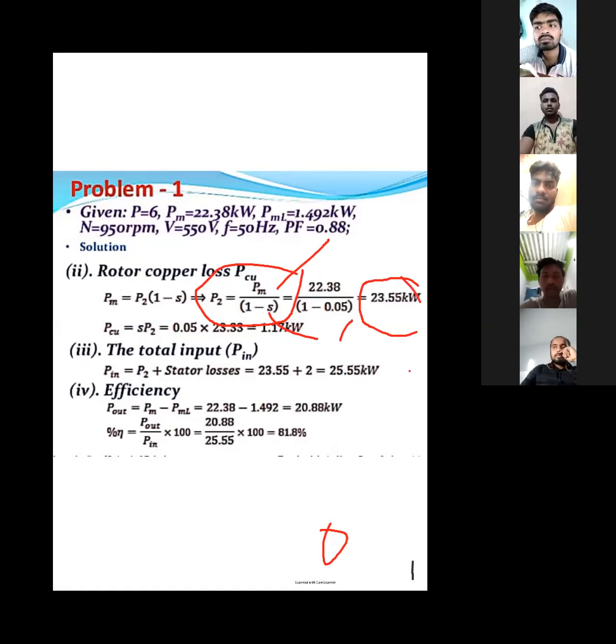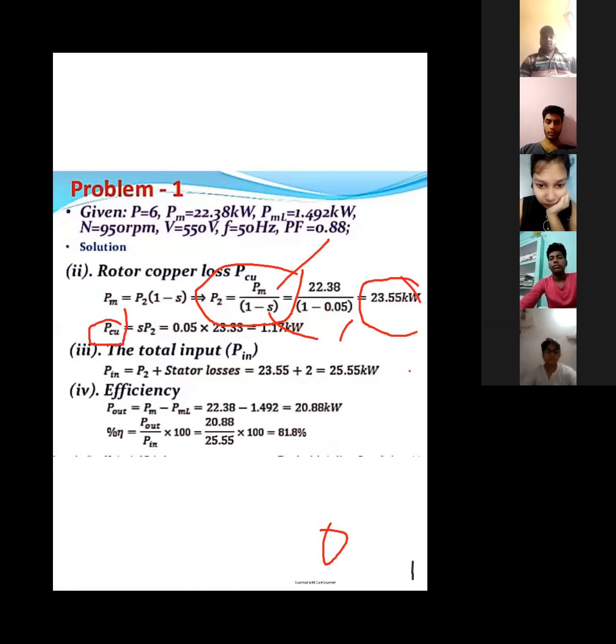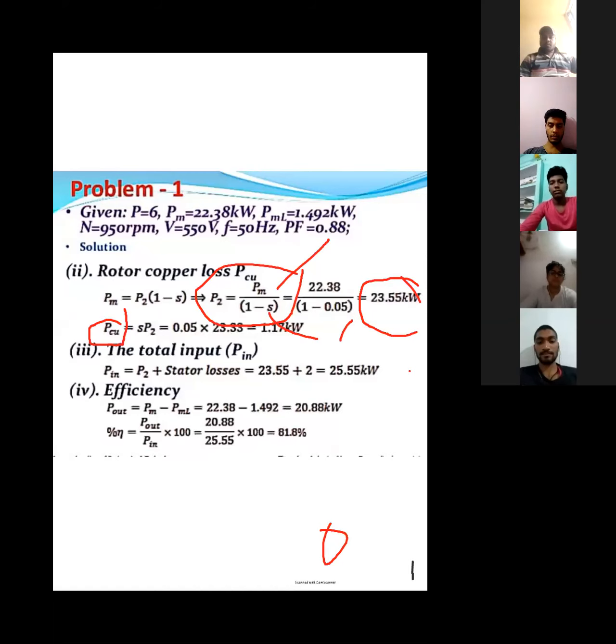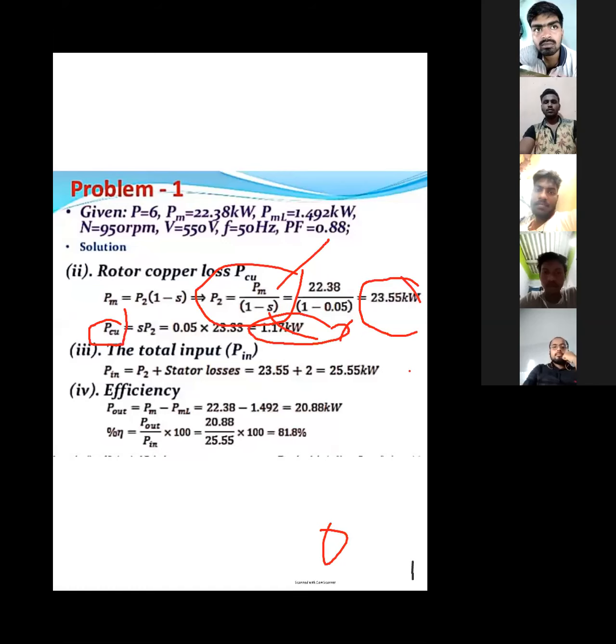So the mathematical formula for the rotor loss, here PCU means rotor copper loss: rotor copper loss is equal to slip into input to the rotor. So the value of the slip is 0.05, and input to the rotor is 23.3. So it is 1.17 kilowatt. So rotor copper loss is 1.17 kilowatt, or you can say 1.17 into 10 to the power 3 watt.